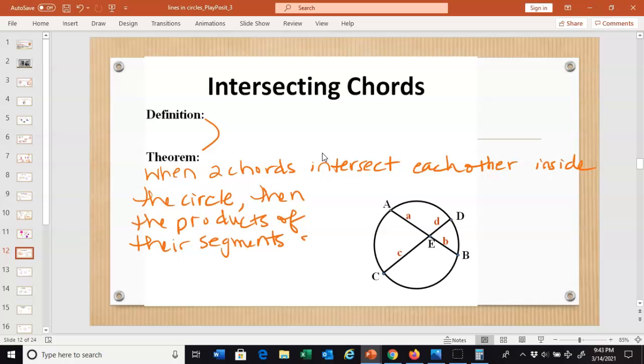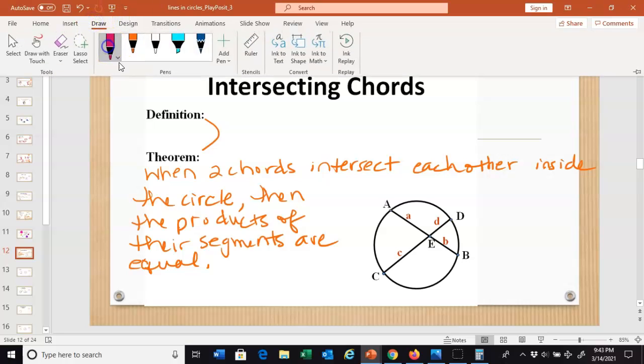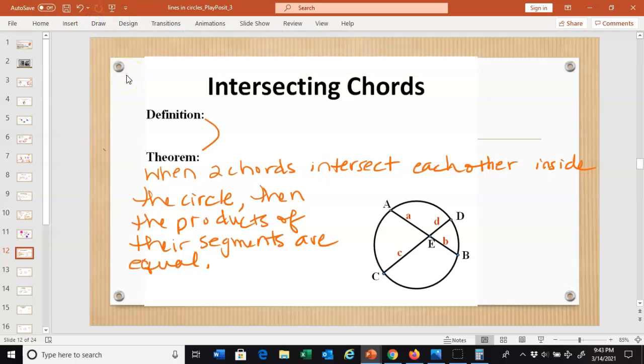So it's up to you, actually, if you want to write this theorem or not. I would probably just write the working theorem, which I'm about to show you. All this means is that A times B equals C times D. Each of these pieces, A times B equals C times D. The products of their segments are the same. So each piece multiplied together is going to equal the other two pieces multiplied together.